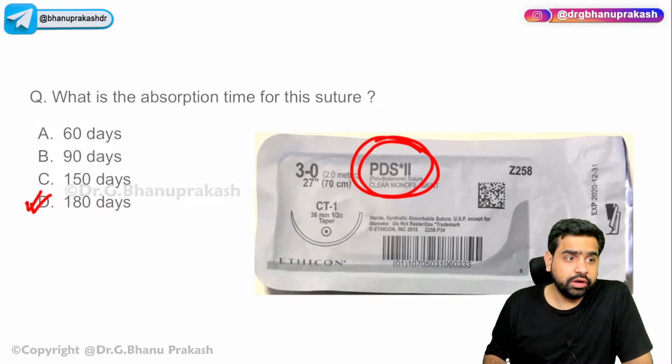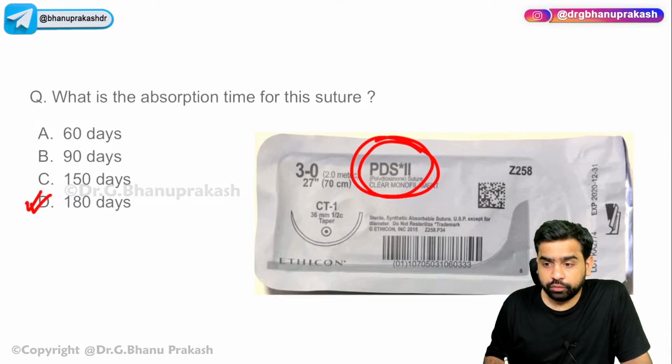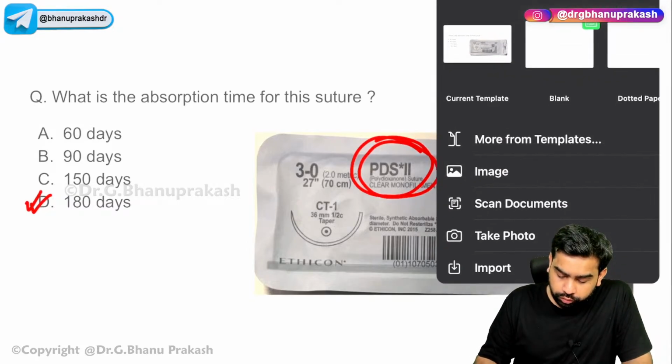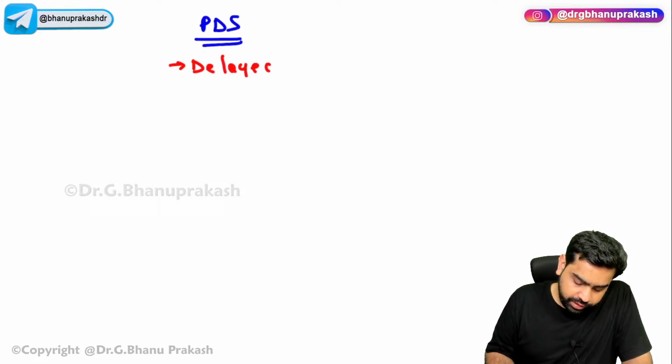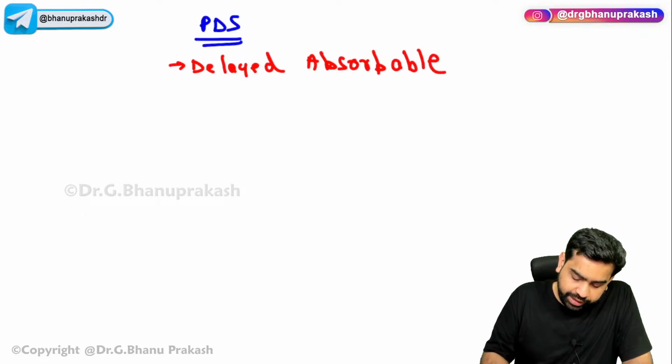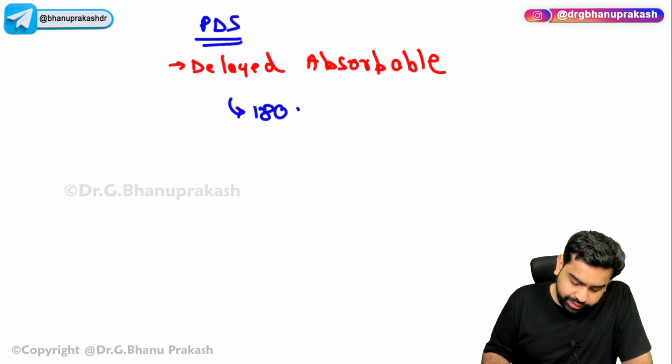So this is a delayed absorbable suture, and the answer to this question is 180 days. The tensile strength is basically lost within 90 days, but the absorption time of this particular PDS is 180 days. Please try to understand: this is a PDS suture, a delayed absorbable suture, and here the absorption time is 180 days.